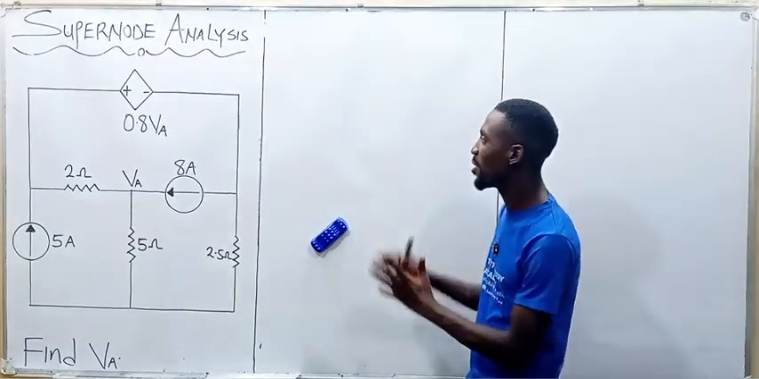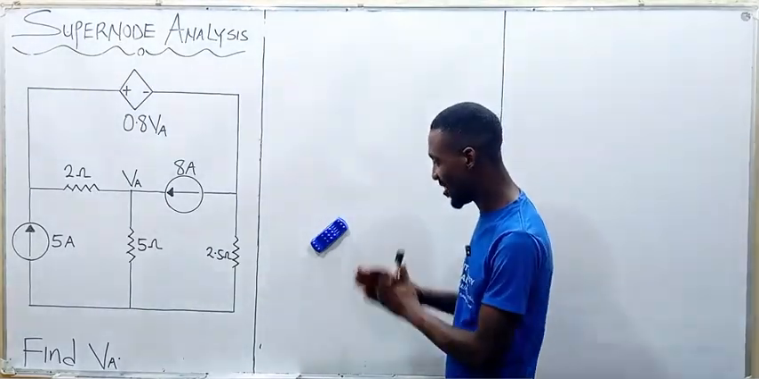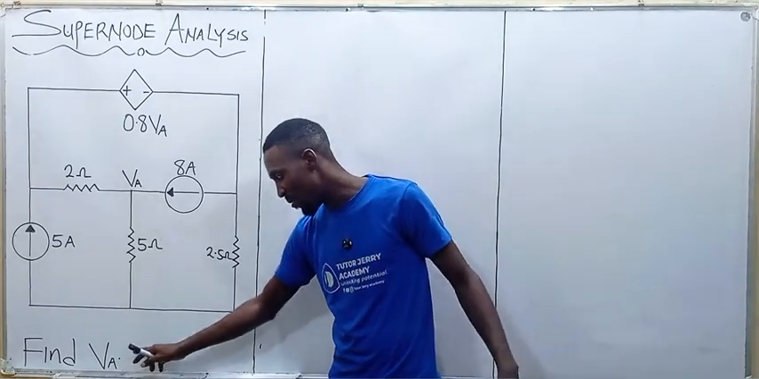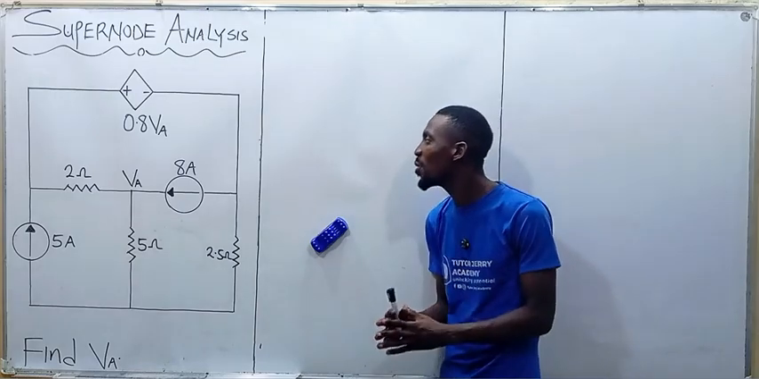All right, we are going to be solving the question above under Supernode Analysis. The question says we should find the value of VA. All right, so how do we go about this?